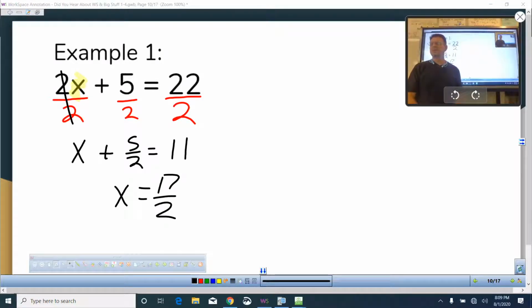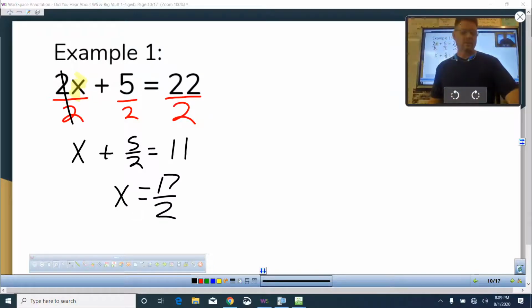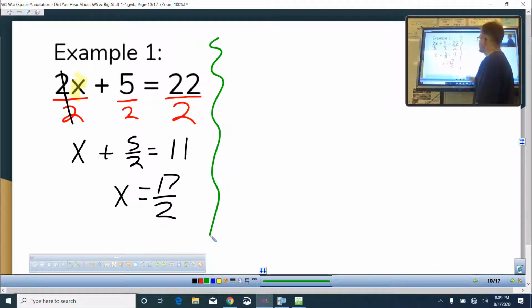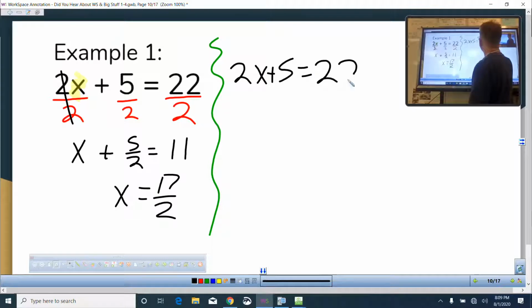But could there have been a different way to do this? Could there have been a different way? A different strategy we could have used? Okay? Well, absolutely we could have used a different strategy. Okay. So let's start this guy over. 2x plus 5 equals 22.